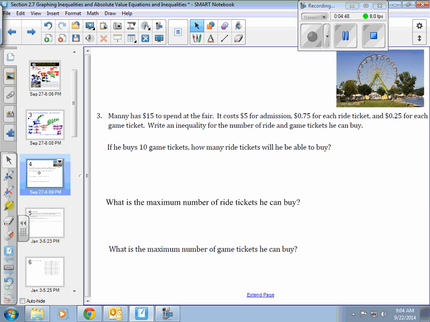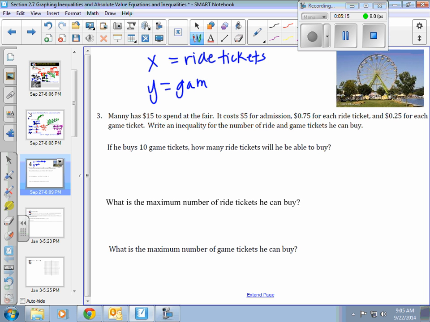Example 3, Manny has $15 to spend at the fair. It costs him $5 for admission, 75 cents for each ride ticket, and 25 cents for each game ticket. Write an inequality for the number of ride and game tickets he can buy. So we have two variables. X will be our ride tickets, and Y will be our game tickets.